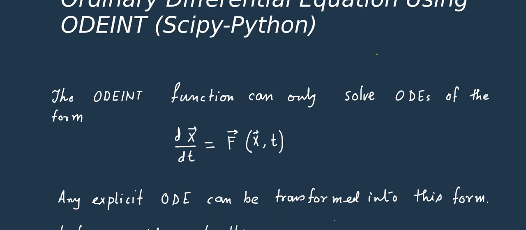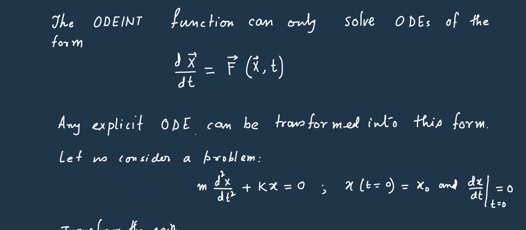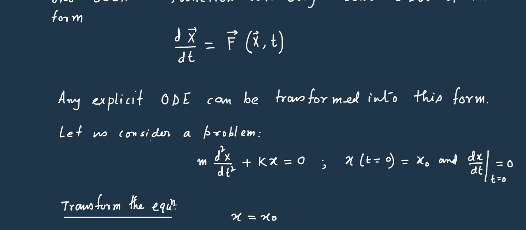The ODEINT function can only solve ODEs of this form, that is d of x, a vector or matrix, by dt equals f of x, t, which is also a kind of matrix or vector. I will explain it later. Any explicit ODE can be transformed into this form, which will be discussed in this lecture.